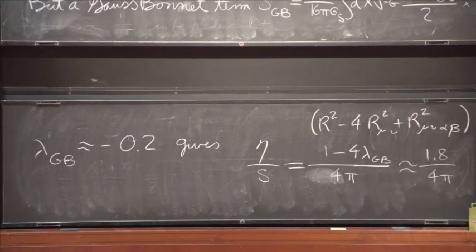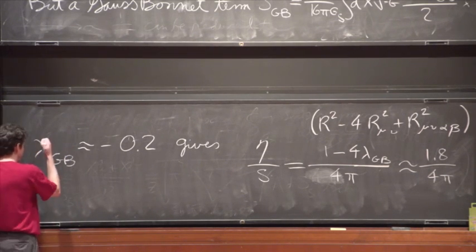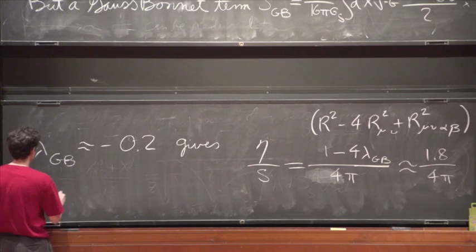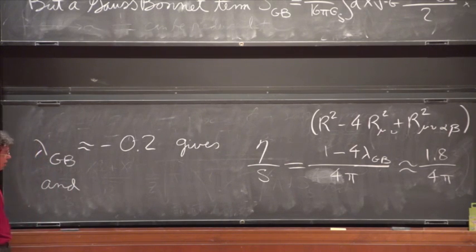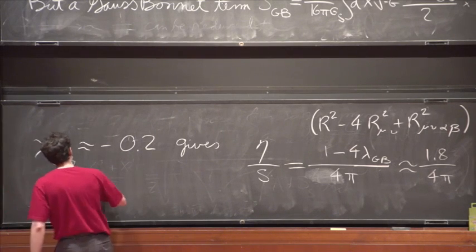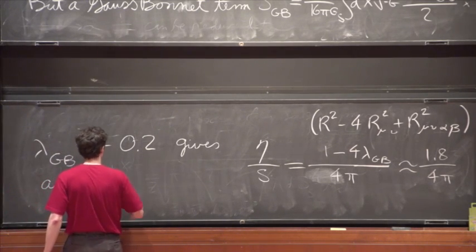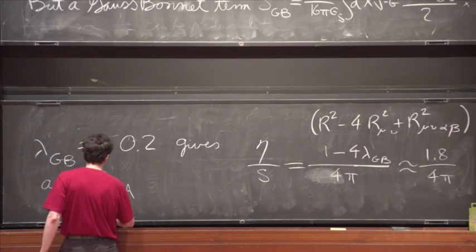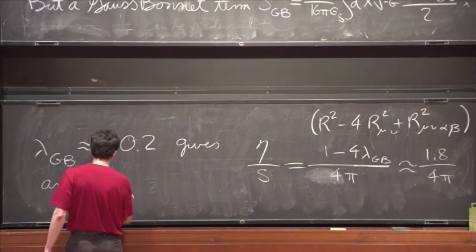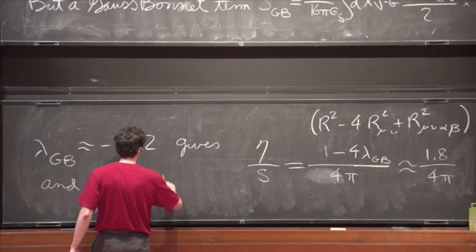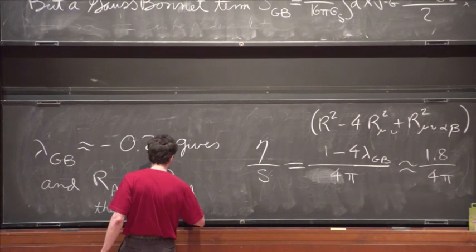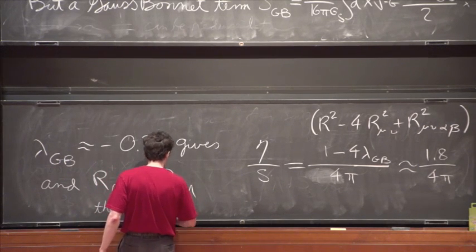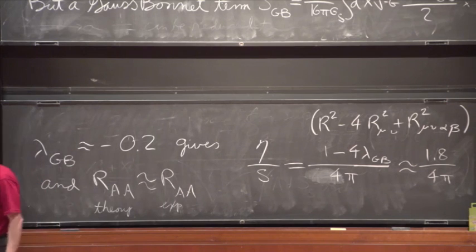At any rate, let me just state what I know: this value of lambda Gauss-Bonnet gives both a phenomenologically attractive value for eta over s, and also it gives a good match with experiment, both for RHIC and for LHC.